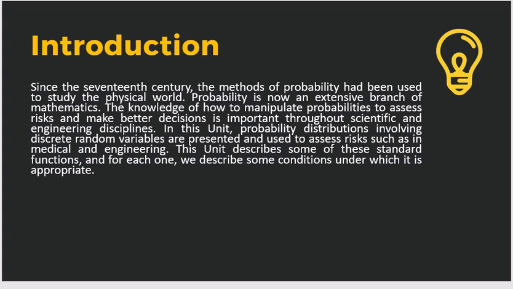Since the 17th century, the method of probability has been used to study the physical world. Probability is now an extensive branch of mathematics. The knowledge of how to manipulate probabilities to assess risk and make better decisions is important throughout scientific and engineering disciplines. In this unit, probability distributions involving discrete random variables are presented and used to assess risks, such as in medical and engineering. This unit describes some of these standard functions, and for each one, we describe some conditions under which it is appropriate.